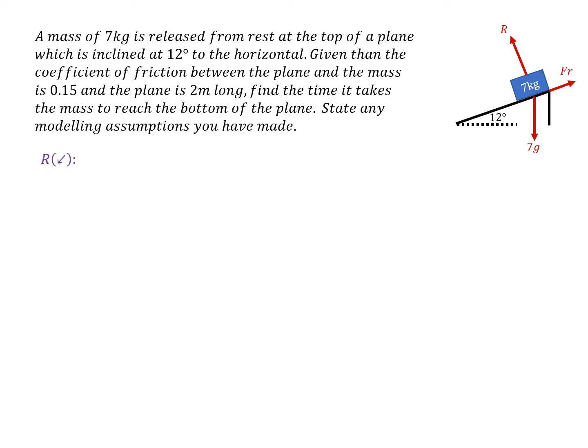So when I resolve down the plane, I've got the component of the 7g force, which is 7g sin 12 down the plane, and then I've got friction opposing that motion. So 7g sin 12 minus friction is the resultant force down the plane, and that equals mass times acceleration.